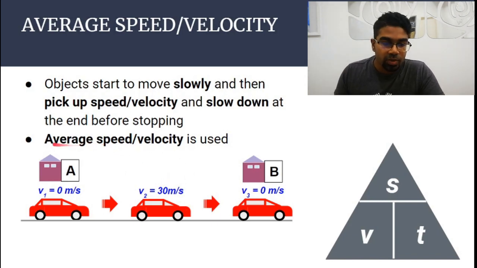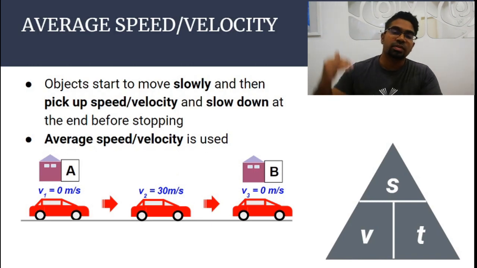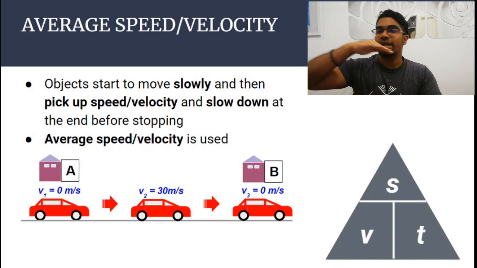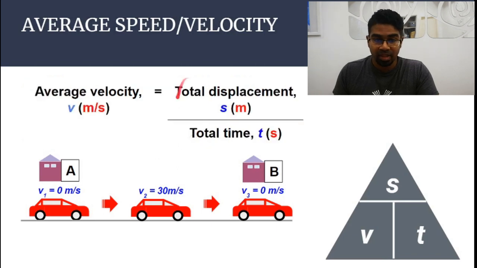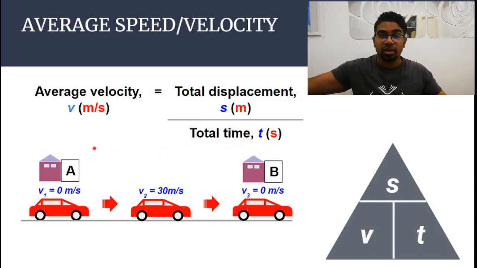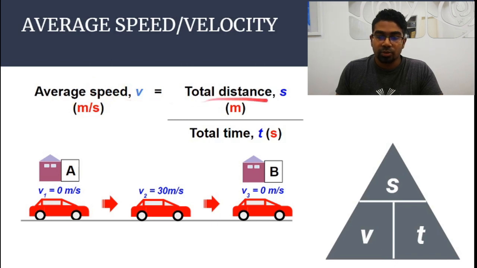Now, this is the reason why we use average speed or average velocity. We take the average of the whole journey. If some places were faster, some places were slower, we take the average. And how do we calculate the average? The keyword here is total. The average velocity will be the total displacement over the total time. So we take the whole displacement over the whole time, and then we will get the average velocity. For average speed, we take total distance over total time. So whenever the question asks you for average velocity or average speed, please remember the word total.